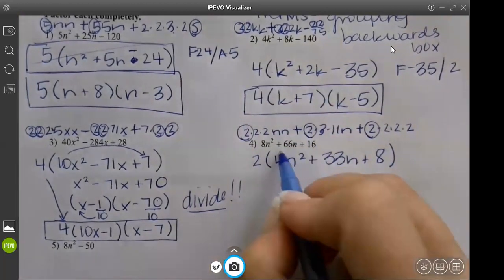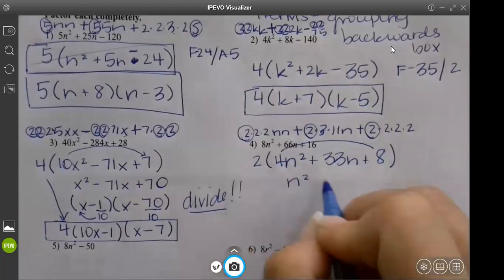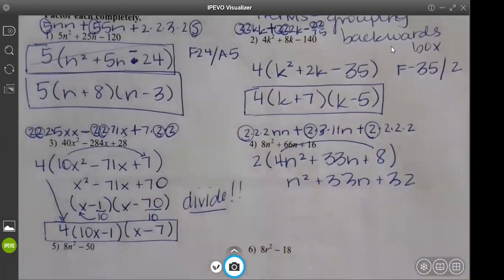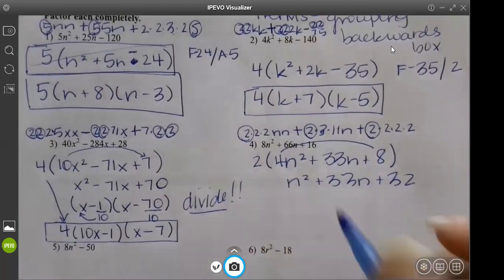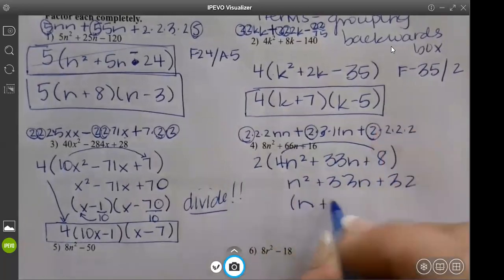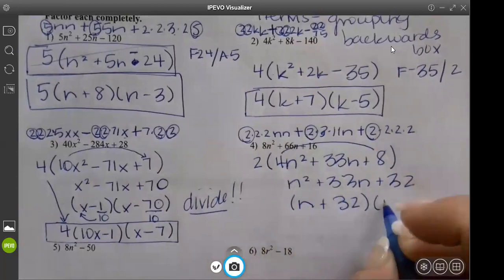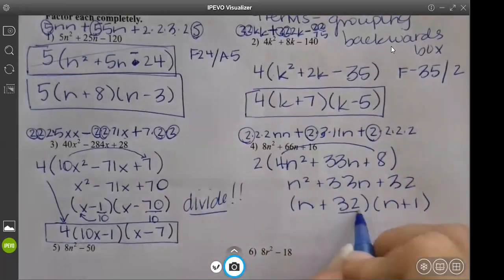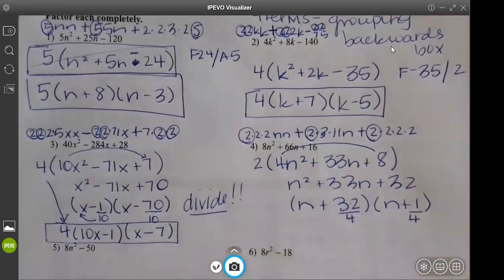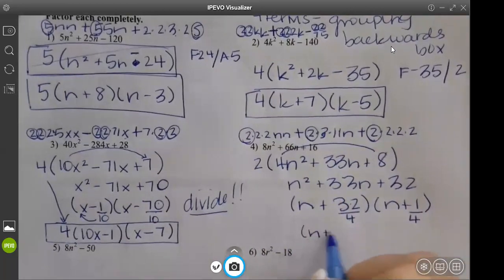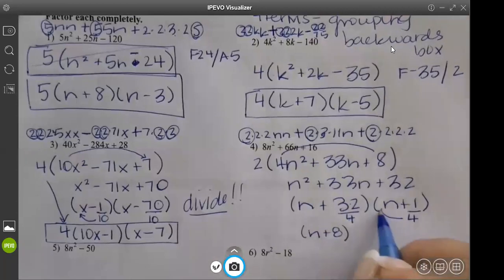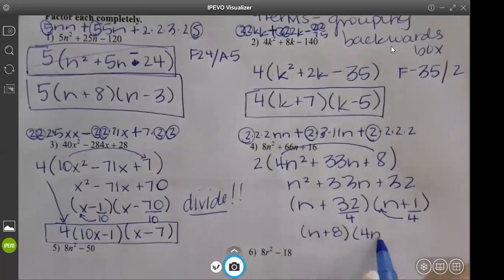Since we have a number in front, we have to slide and divide. So we get n squared plus 33n plus 32. You need to find factors of 32 that add to 33. I will go ahead and tell you that they are positive 32 and positive 1. I did slide. What do I need to remember to do? Divide by 4. 32 divided by 4 is 8. 1/4 won't reduce, so we slide that 4 up to the front and it becomes 4n plus 1.